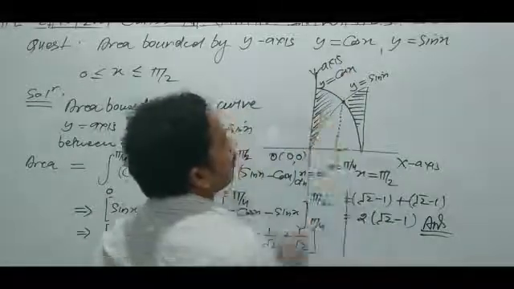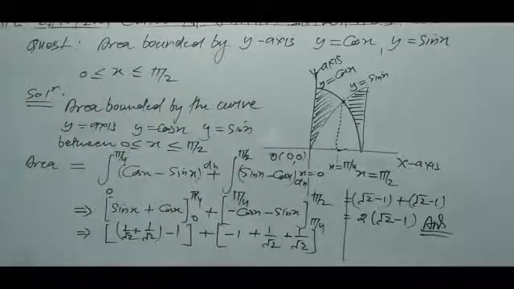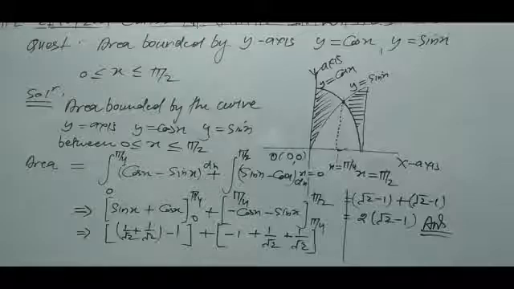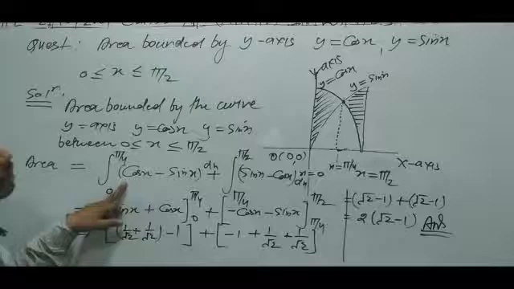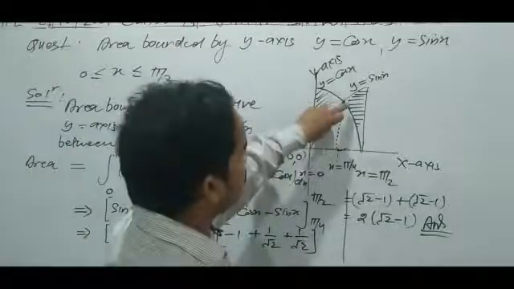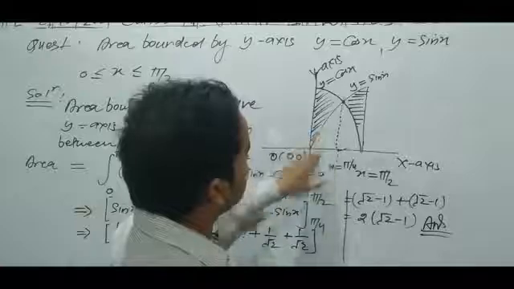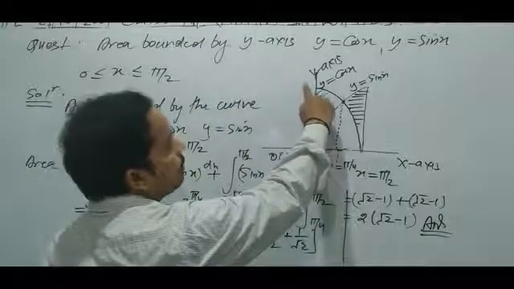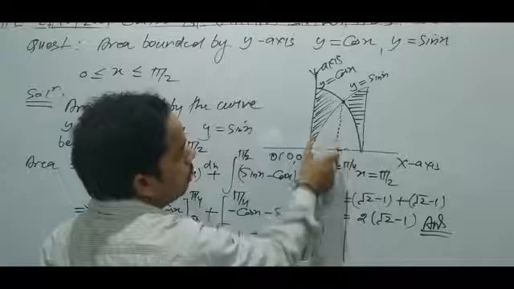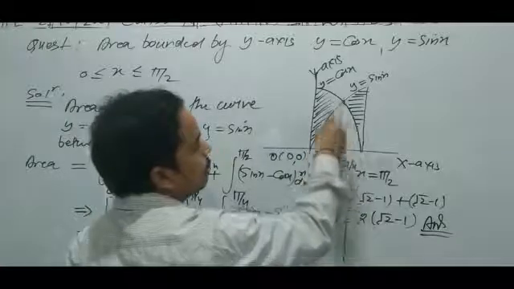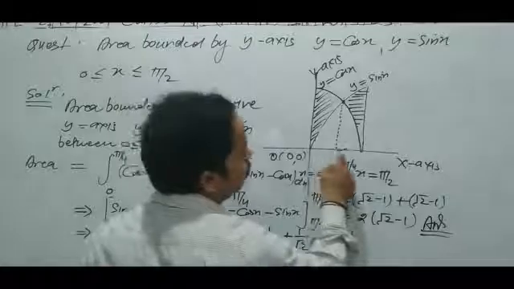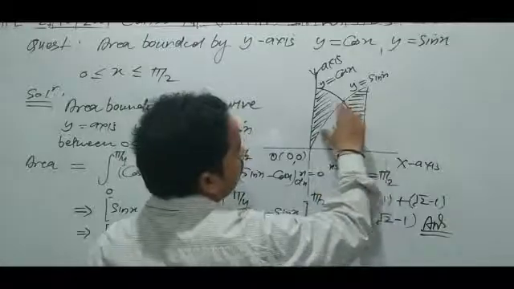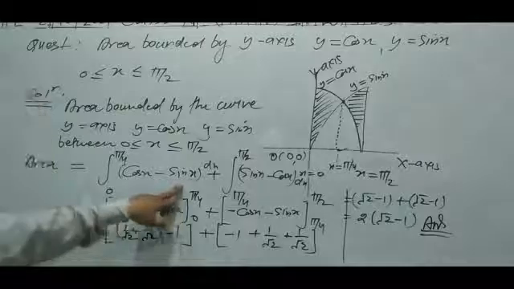And now this figure is symmetric about this line x is equal to pi by 4. So this area will be half of that area, and this is the curve of cos x and this is the curve of sin x. So when you integrate from x is equal to 0 to x is equal to pi by 4, this whole area will be included, and we have to subtract this area. So from x is equal to 0 to x is equal to pi by 4, you will integrate this area and then subtract.